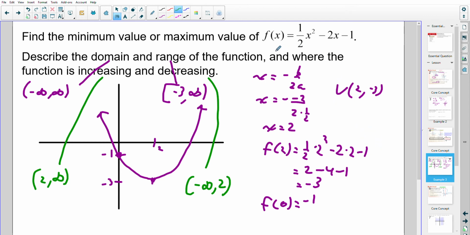So when it's in, again, standard form, you want to use x equaling negative b over 2a.